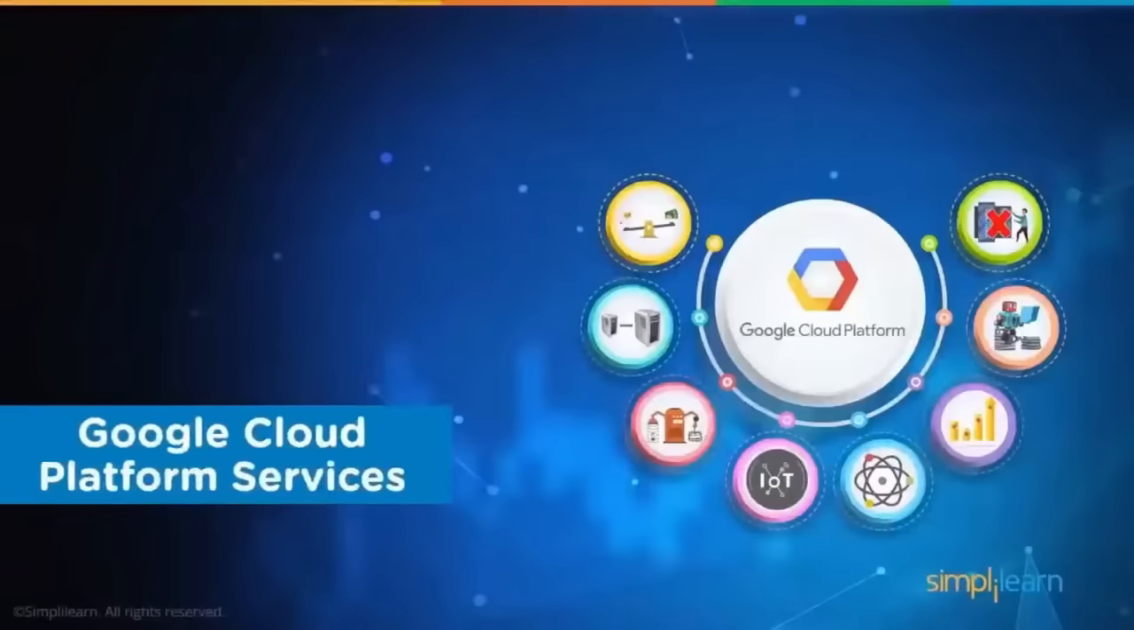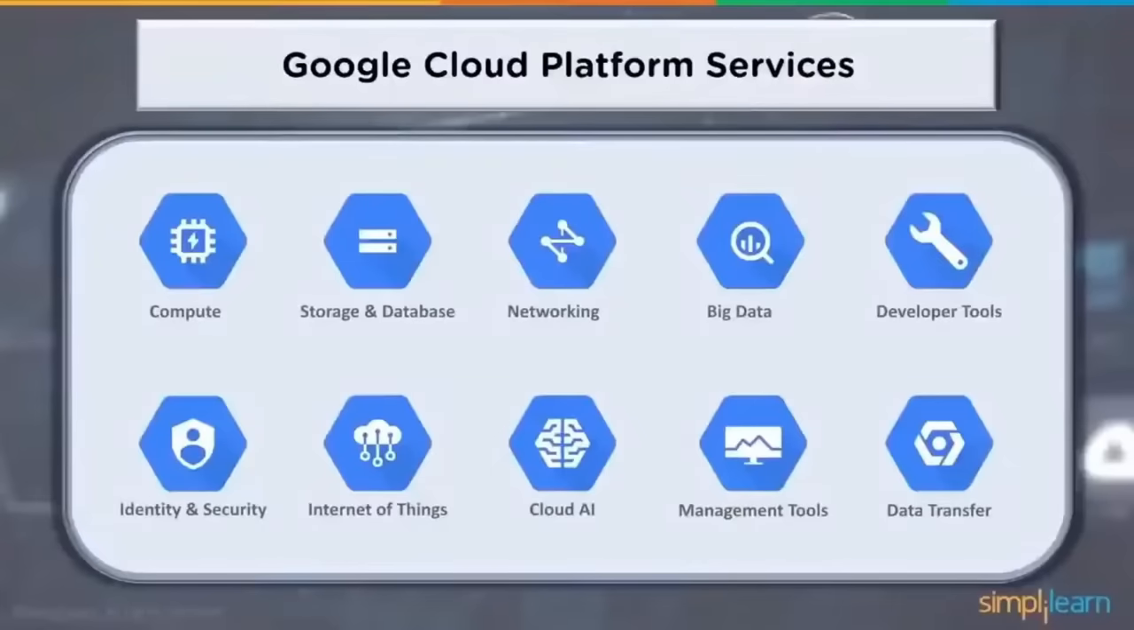When we talk about Google Cloud Platform services, here is a list of services, or I could say high-level domains or categories of services. You have compute-related services, storage and database, networking, big data, developer tools, identity and security management, Internet of Things, cloud AI, management tools, and also data transfer solutions.